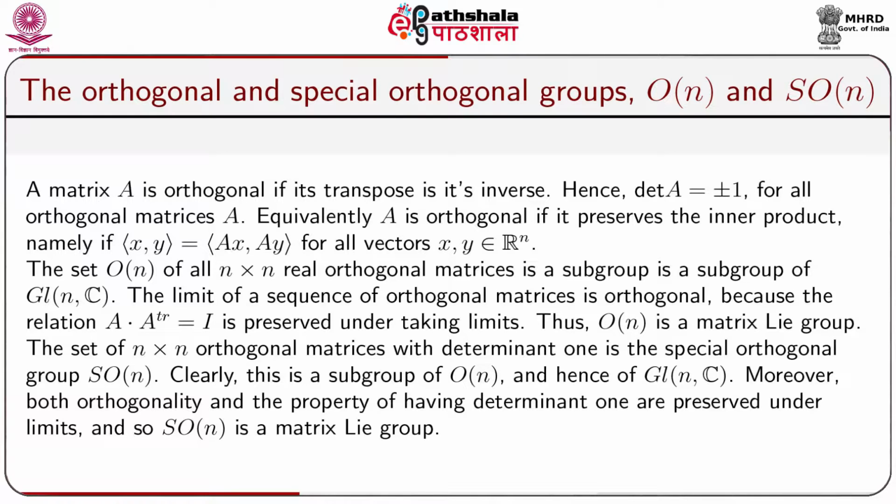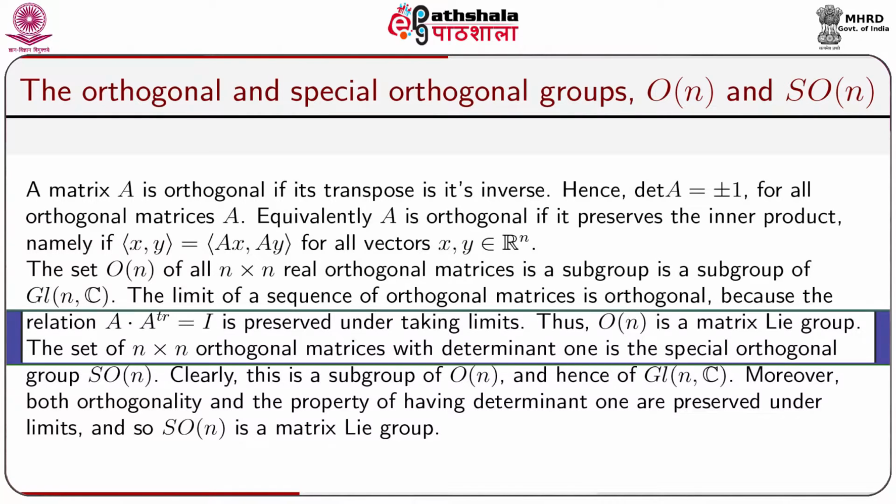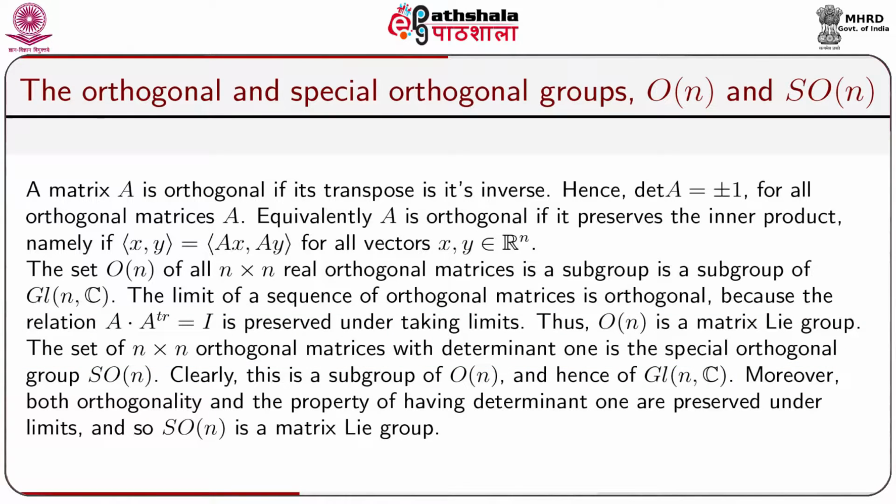In fact, this holds because A transpose A is the identity matrix, and this is preserved under taking limits. That means, to prove that O(n) is a closed subgroup of GL(n, C), let us take a sequence A_n of orthogonal matrices in O(n) that converges to A. We have to prove that A is also an orthogonal matrix.